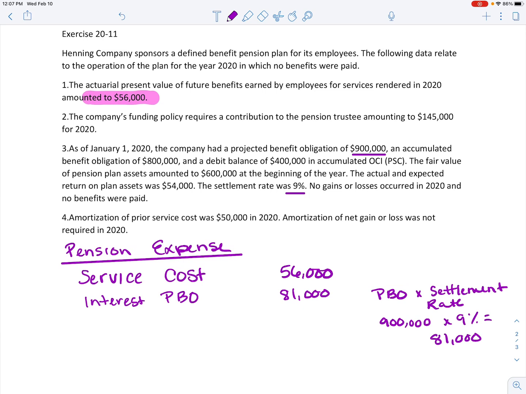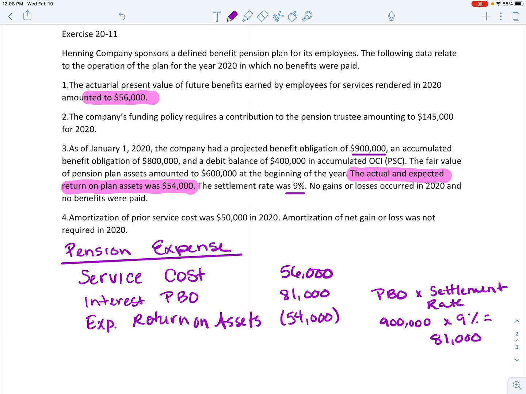Next thing I'm going to look for is my expected return on assets. Again, we're going to go through here. They're going to give us the amount, not anything you have to calculate. But again, we're trying to find that pension expense. So any positive return on asset is actually going to lower our pension expense.